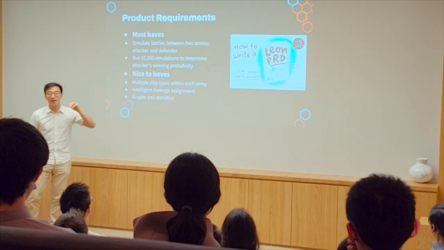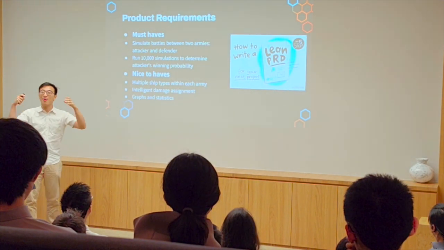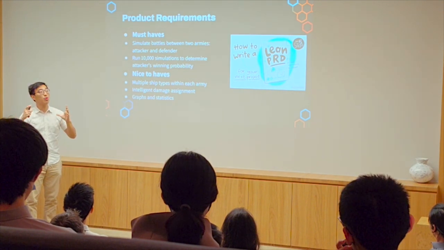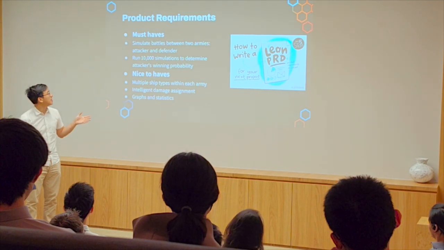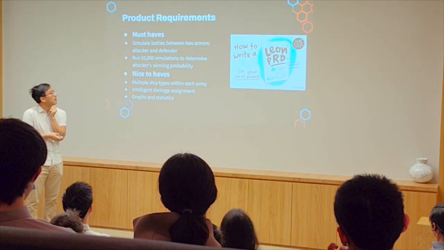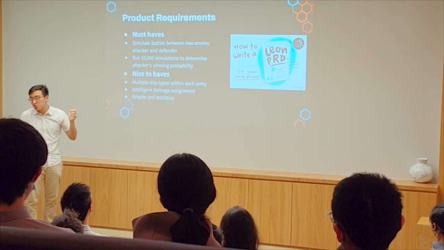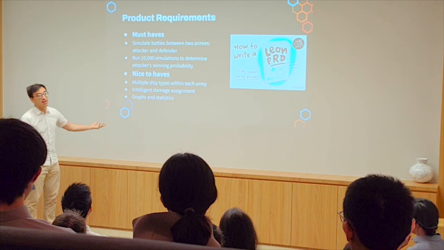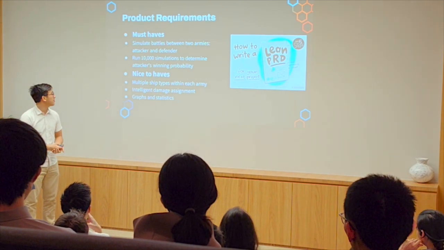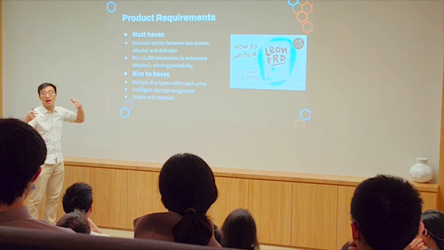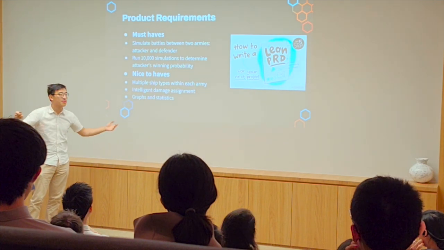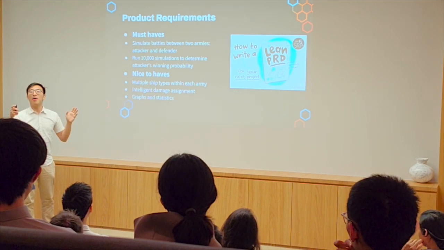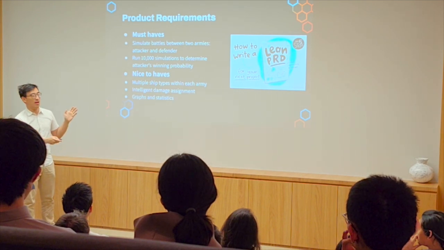Cool. It's important to have product requirements because you don't want to go over scope. You want to know what you want to plan. You want to know the milestones that you want to get there. So we have to simulate a battle between two armies, attacker and defender. For the start, we'll just use one ship type versus another ship type. In Eclipse, you can have multiple ship types. Run 10,000 simulations, see how many times the attacker is supposed to win. If it's nice to have, we can add multiple ships to it, intelligent damage assignment, graph statistics, a whole shebang. We'll see how far we'll go in about 4 or 5 hours, which I allocated to this project.